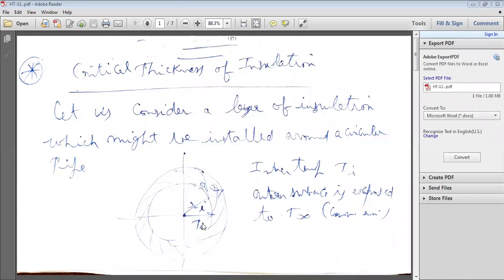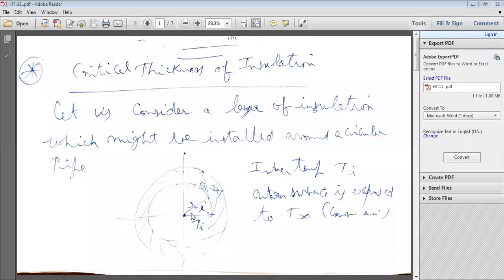So let Ti be the inner temperature. The outer surface of this insulating material is exposed to air, for example, a convective environment of temperature T free stream, or the temperature of the fluid, TF. So here the outside convective environment is there.